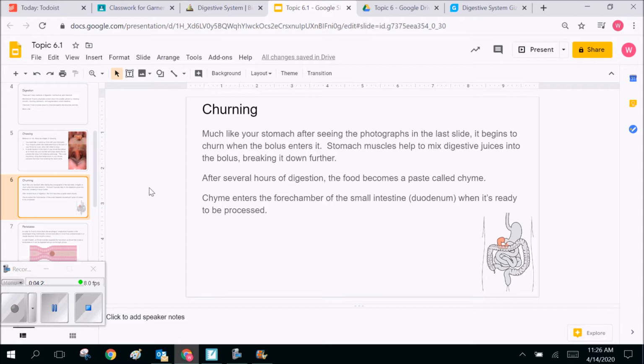Isn't that a great word for paste? I hope you have wonderful dinner plans. Paste called chyme. And chyme enters the forechamber of the small intestine, so basically the foyer or the opening of the small intestine, where it's ready to be processed.